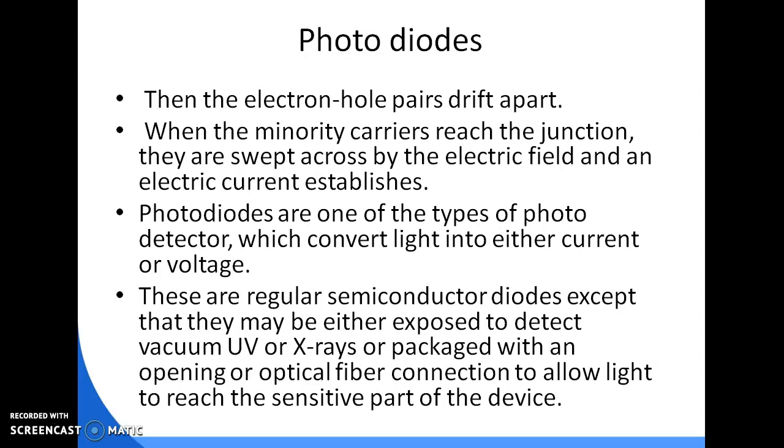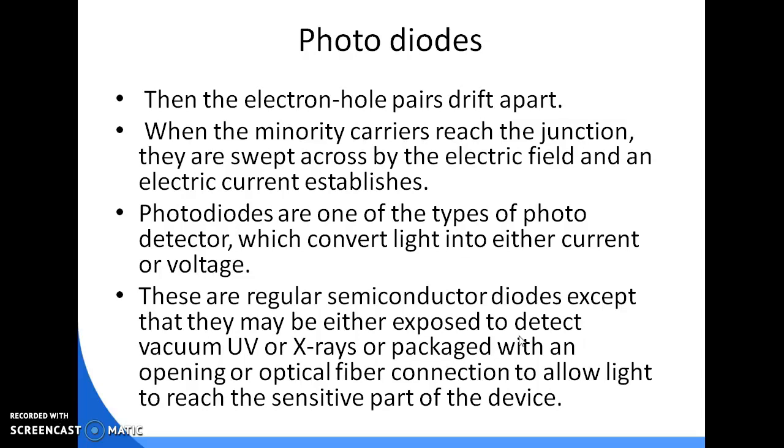Then the electron-hole pairs drift apart. When the minority carriers reach the junction, they are swept across by the electric field and an electric current is established. If the negatively charged particles are fewer and they reach near the junction, then the negatively charged particles will be swept across by the electric field and the electric current will be established.